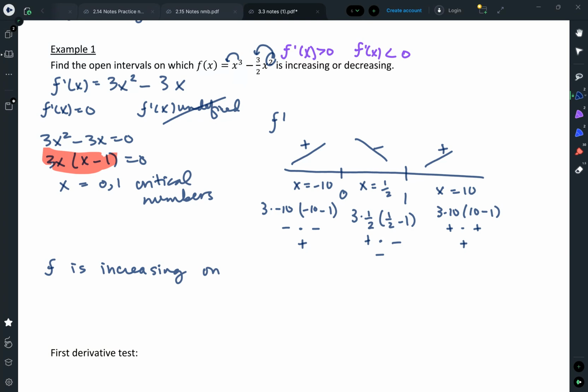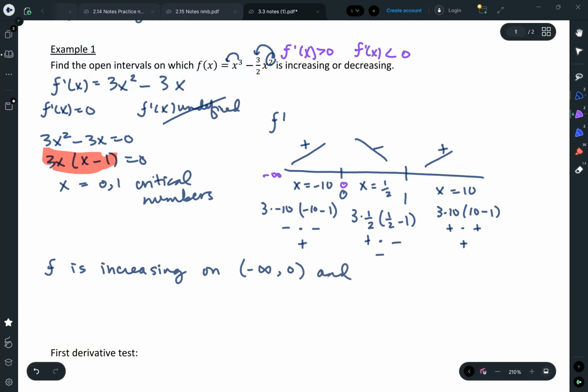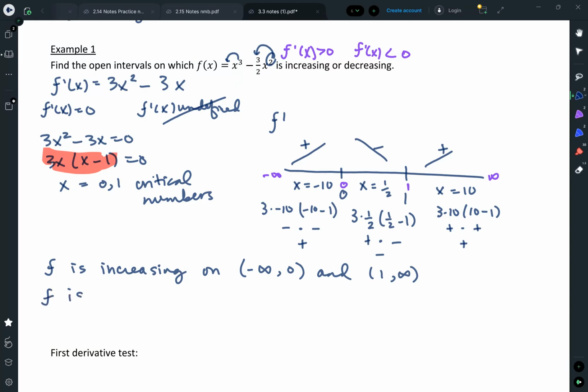On, let's see, increasing from negative infinity to 0. And in interval notation, it's also increasing from 1 to infinity. F is decreasing in the middle there, right when my first derivative is negative. So it's decreasing on 0, 1.